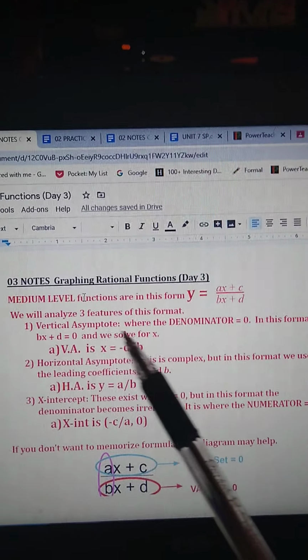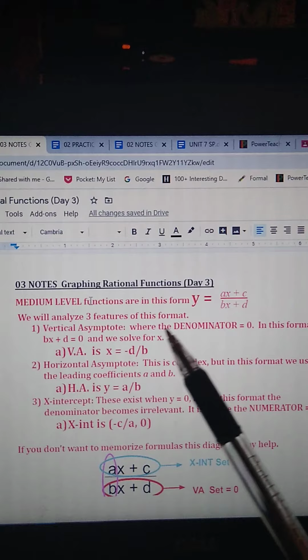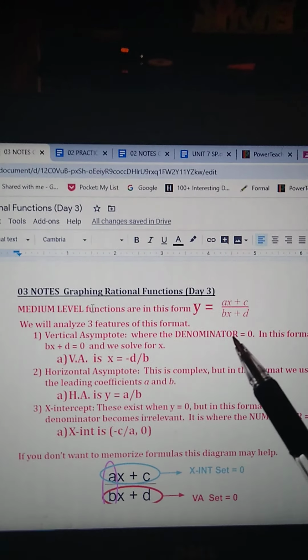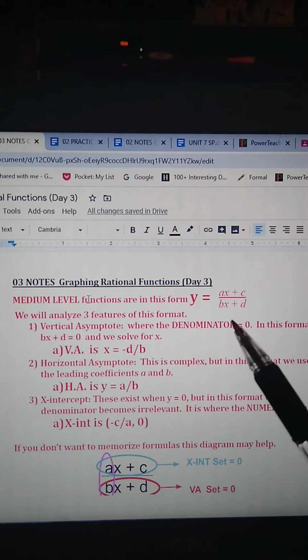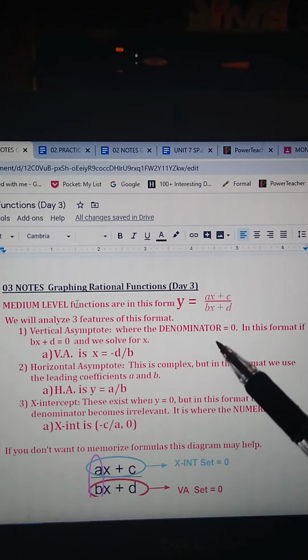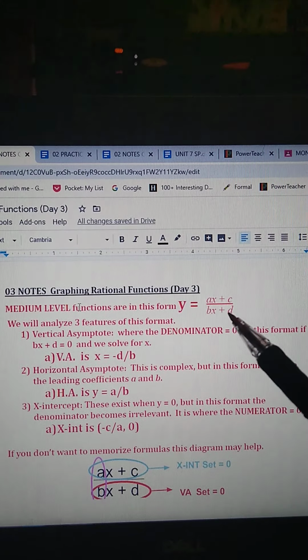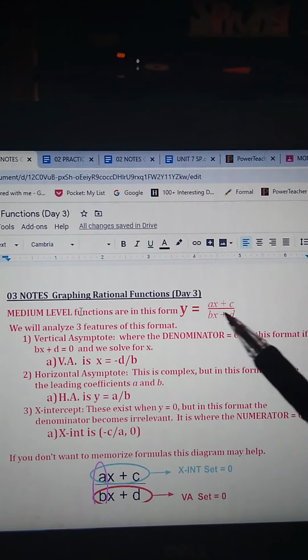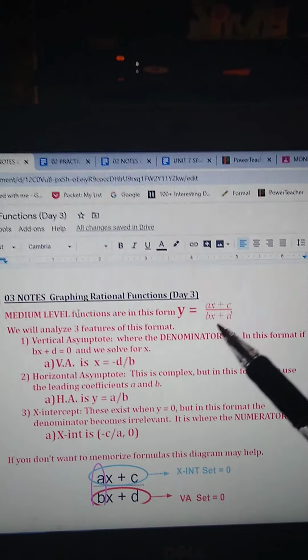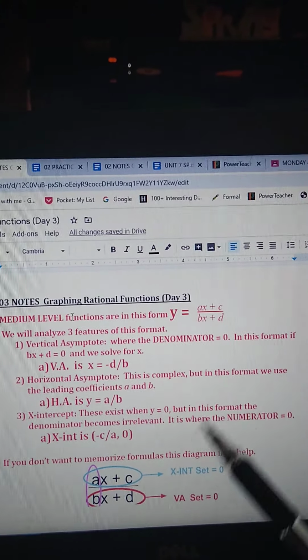So first of all, vertical asymptote. The vertical asymptote exists when the denominator equals 0. We've talked about this a little bit already. Where is there a break? Where is there a part of the graph that doesn't exist? It doesn't exist when 0 is in the denominator, because you cannot divide by 0. So whatever x value would make this denominator come out as 0, that's where your vertical asymptote is.